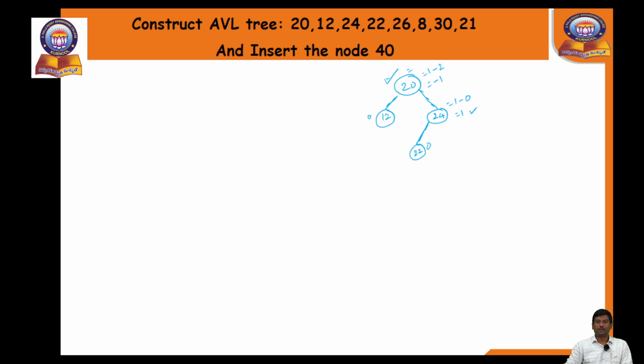And how about the case of node 26? It starts by comparing with the root node. So 26 is the value that you want to insert. And what is the value of the root node that is present? That is 20. So it traverses towards the right and checks the value of the existing node, that is 24. What is the value that you need to insert? That is 26. So 26 is to be placed towards the right of the node 24.